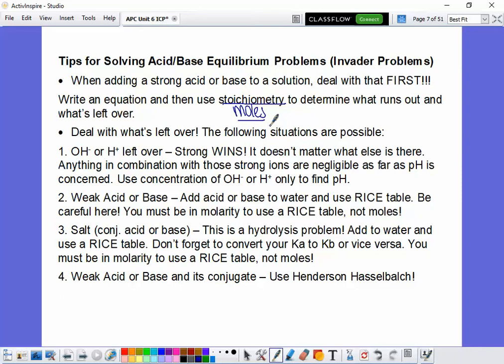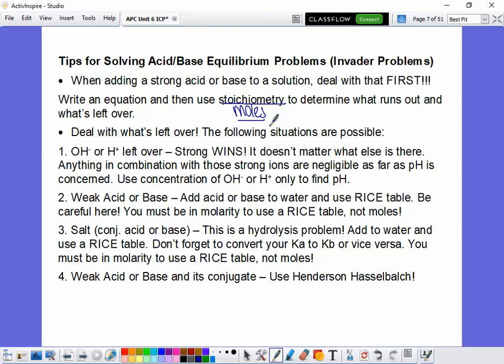If only the weak acid or weak base is left over, then we're going to do a rice table, putting that in water, doing the hydrolysis, all that stuff. And do a rice table to get to pH. If only the conjugate base or conjugate acid is left over, then we have to do a rice table again. That's salt hydrolysis. That's the stuff we were doing last class.